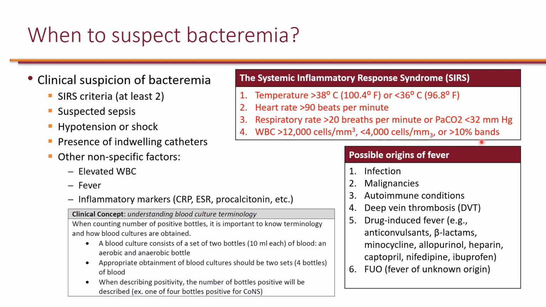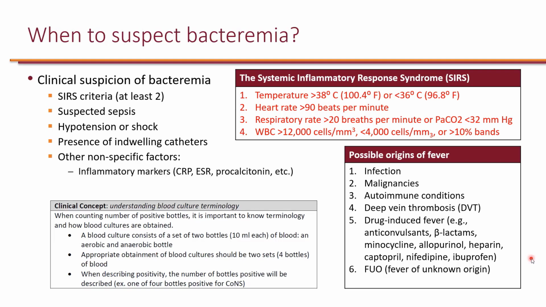Alternatively, if the bands or segs are more than 10%, so these are the premature neutrophils. Bacteremia should also be suspected if a patient has sepsis, which will be discussed later in the course, or if the patient has hypotension or shock, or presence of an indwelling catheter. Other non-specific factors include inflammatory markers such as C-reactive protein, ESR, or procalcitonin.